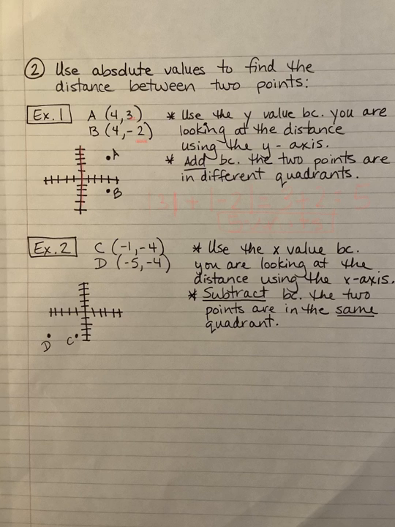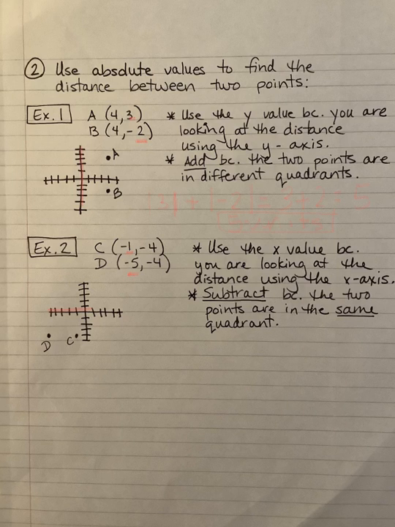In example 2, I've graphed the points C and D. C is at -1, -4, and D is at -5, -4. In this case, they're in the same quadrant, so when 2 points are in the same quadrant, we have to subtract to get the distance. I'm going to use the x value this time because I'm looking at the horizontal distance, which is the distance along the x-axis. So I'm going to use the x values, and then I'm going to subtract.